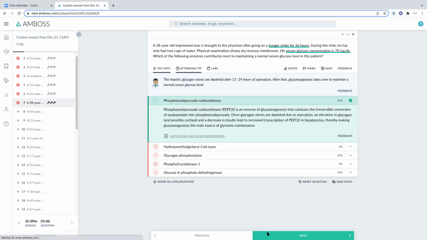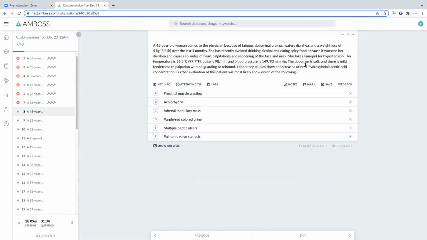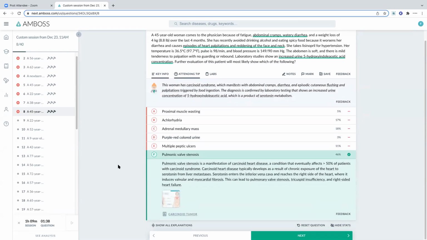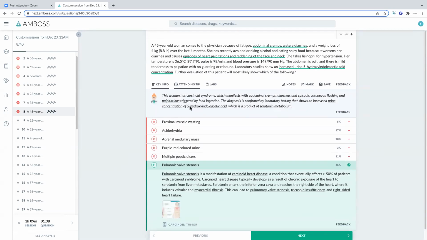Okay, let's move forward. Further evaluation will most likely show which of the following. Very good. This is pulmonic valve stenosis because of carcinoid syndrome. Okay, are we clear? Yes or no? Abdominal cramp, watery diarrhea, episodes of heart palpitation. This patient is a patient of carcinoid syndrome.